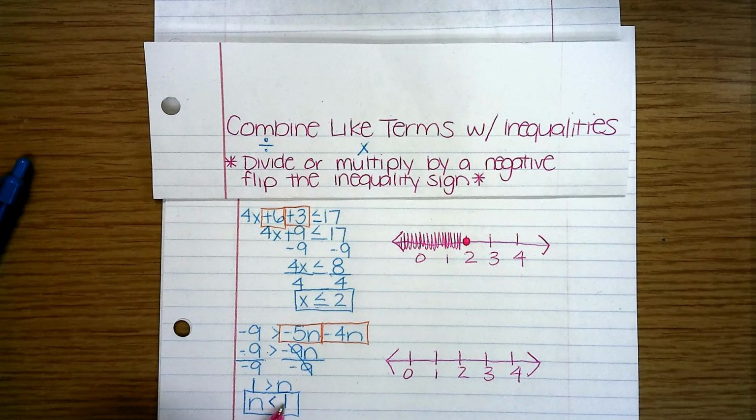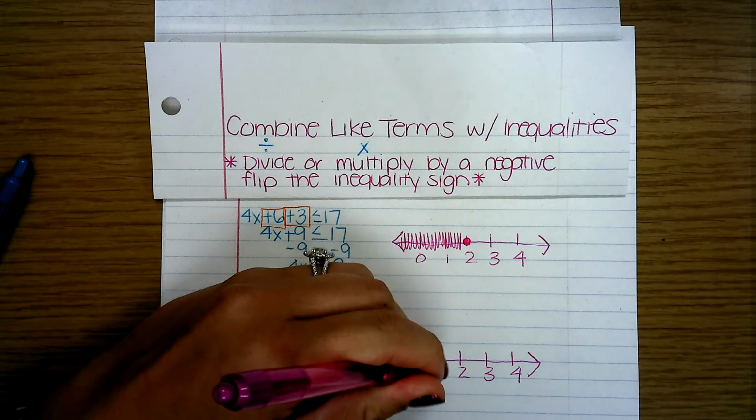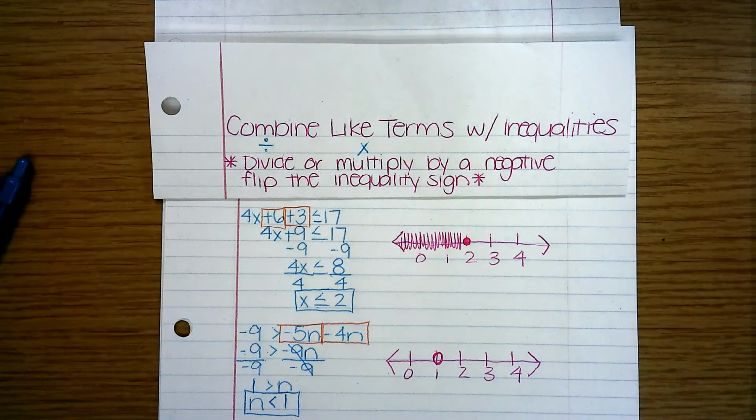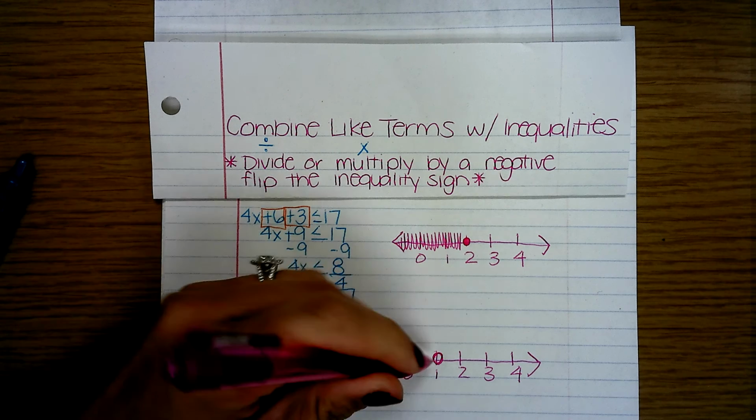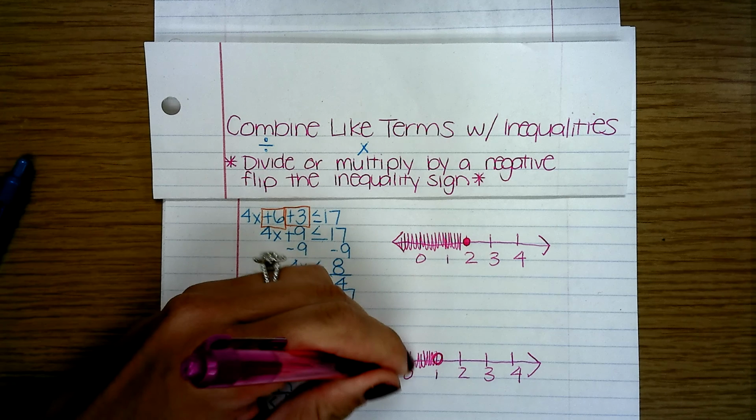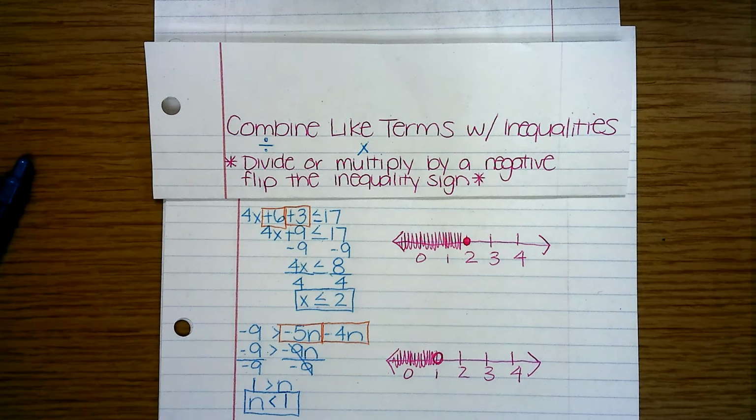So this time at 1, I'm going to put an open dot because it's less than, no equal to underneath, but still it's less than, so I still shade to the left.